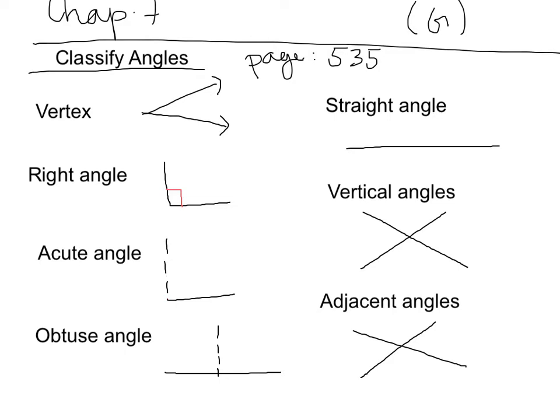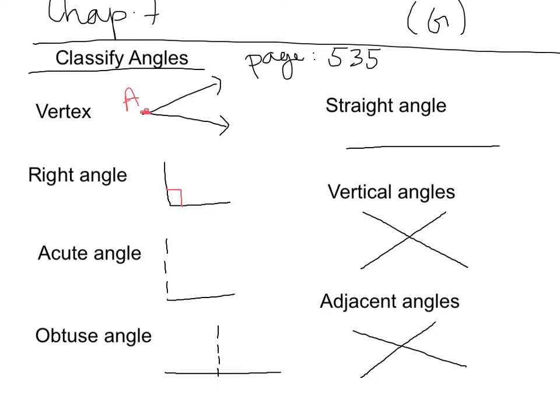Okay, so let's start with the first one, a vertex. Basically, a vertex is just where two rays meet. So this point will be the vertex of these two rays where they meet. Okay, so we can name it A.